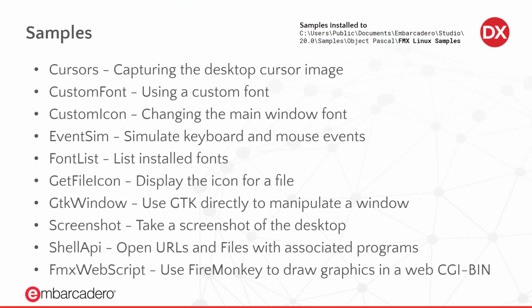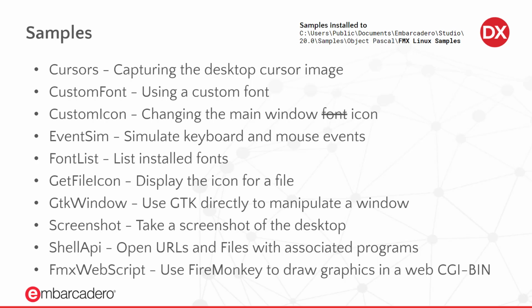Here are the samples that are included with FMX Linux. The cursors one captures the desktop cursor image. Custom font shows you how to use a custom font loaded, if you provide it with your application, load it up at runtime and use it. Custom icon shows you how to change the main window icon, not font icon. The event simulates keyboard and mouse events. Font lists installed fonts. Get file icon gets the icon for a file. So like if there's a text file or a graphic file, it will get the icon that the OS, the desktop manager, is using for that application, because that icon is going to be different on every different Linux distro.